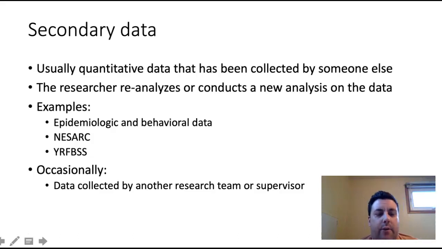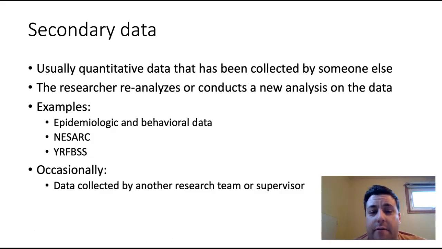Next category of data really is secondary data. And secondary data is typically quantitative, and it simply means that it's been collected by someone else. And in the case of secondary data, the researcher is reanalyzing or conducting a new analysis on that data. There's lots of examples of this.